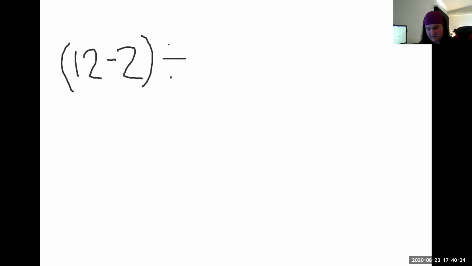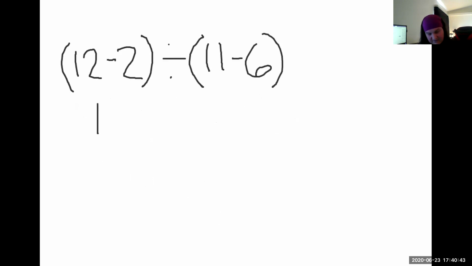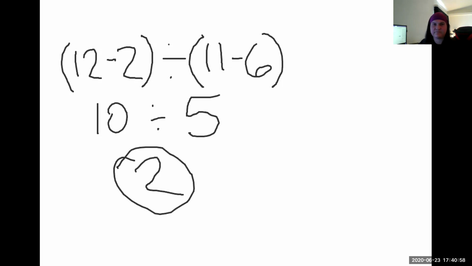Next one. We have 2 parentheses in this one. (12 minus 2) divided by (11 minus 6). So let's do the first parentheses. 12 minus 2, that's 10. 11 minus 6, it's 5. So 10 divided by 5 equals 2.